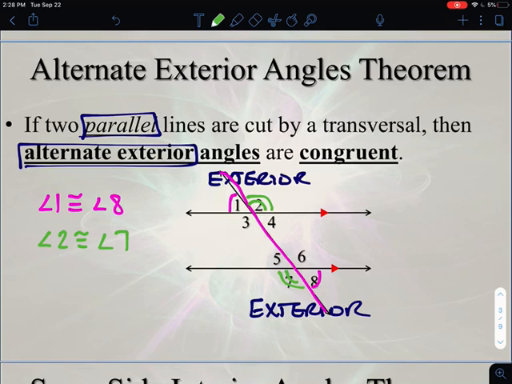And so again, given a picture, we can find the missing angles, setting them equal to each other. We could find x if we had an equation. Whatever we need to do there, we just set the alternate exteriors equal. So they're always going to be the same.